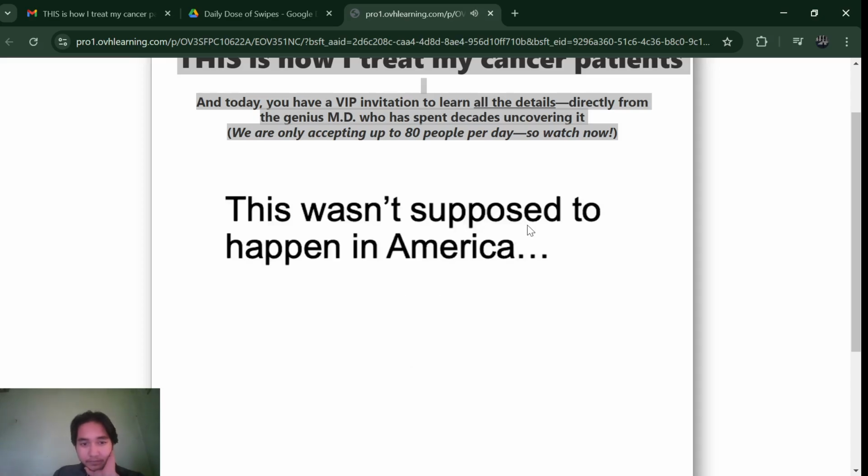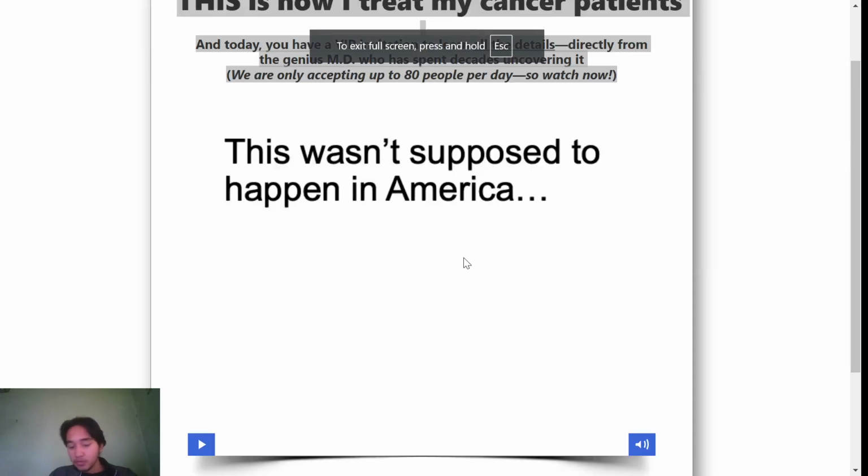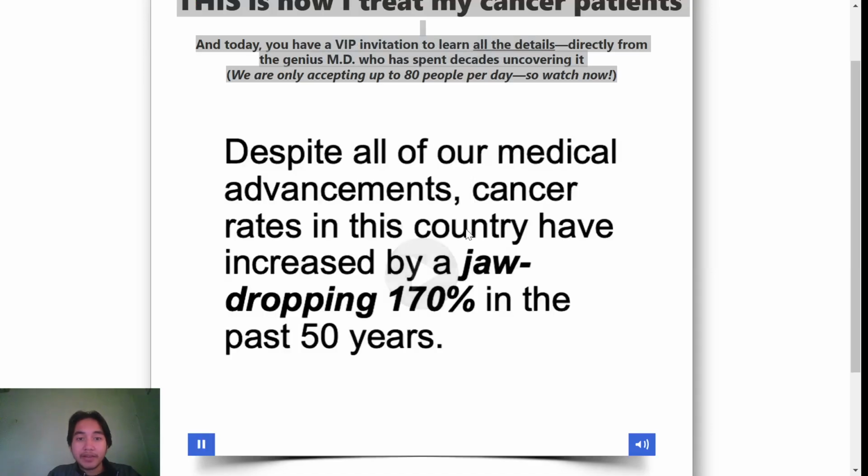This wasn't supposed to happen in America. Pattern interrupt, right? Interrupting your pattern. What wasn't supposed to happen in America? Despite all of our medical advancements, cancer rates in this country have... Now they're gonna put you into a negative tone, because that's what health brands generally do. They're gonna put you into a negative tone, and the problem-agitation-solution part really works like that in the whole health space.